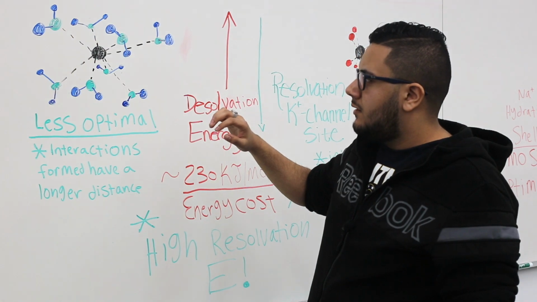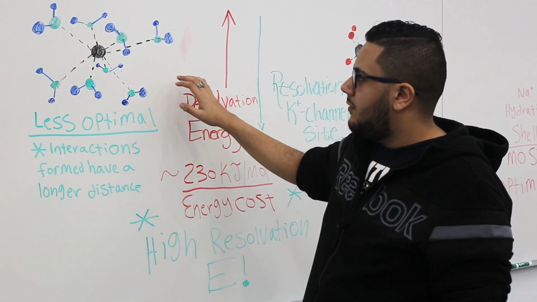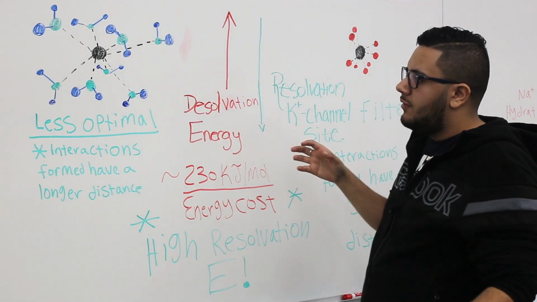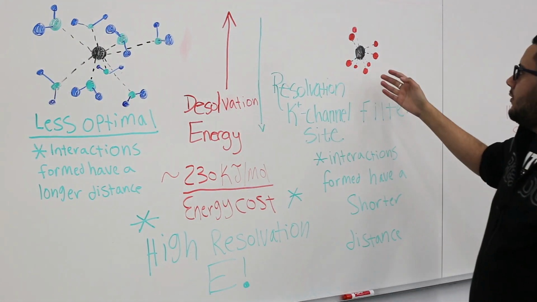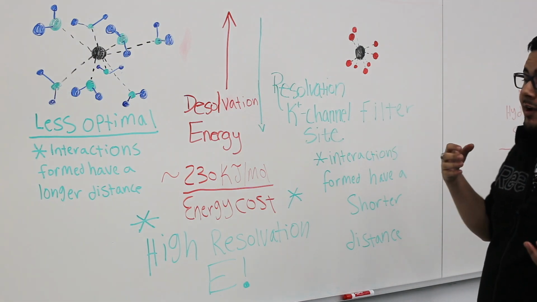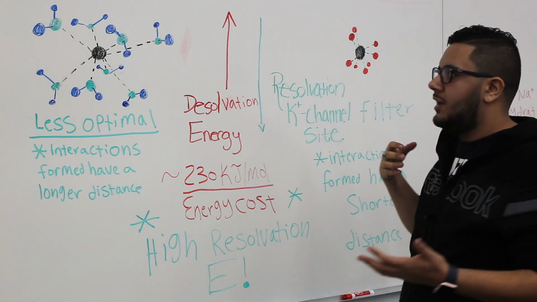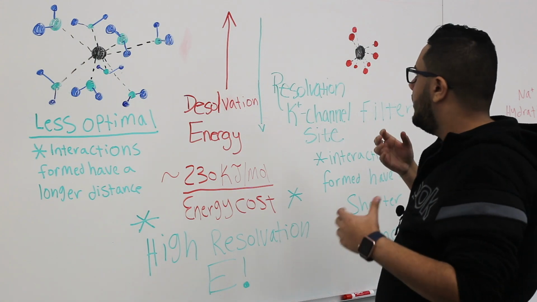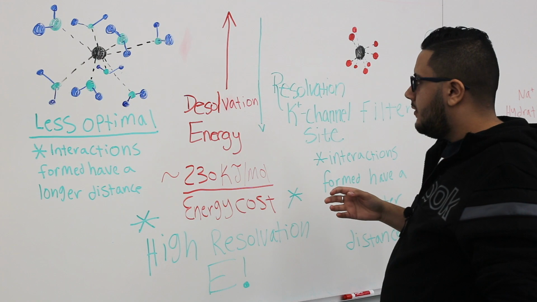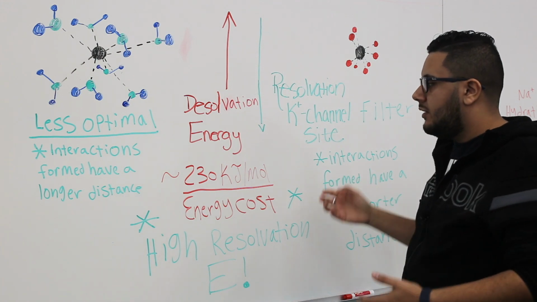So how is it that potassium is able to break these interactions, which are optimal, and reform other interactions with carbonyl? After all, they're pretty much the same interactions. It's potassium forming an ion-dipole interaction with an oxygen. So what explains this is actually resolvation energy.